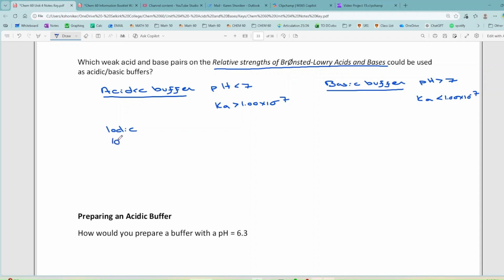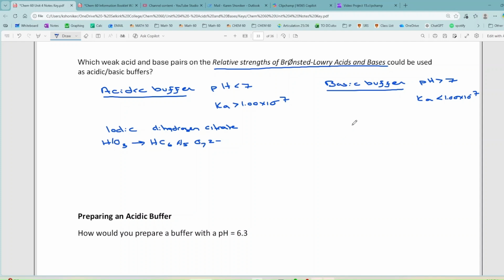So that's HIO3, I think that's what it is. So from HIO3 down to HC6H5O7 2 minus. I'm just not flipping between because I'll never remember that formula, which is the dihydrogen citrate ion. Ooh, this is such a fancy one. So everything from iodic down to dihydrogen citrate is going to form an acidic buffer.